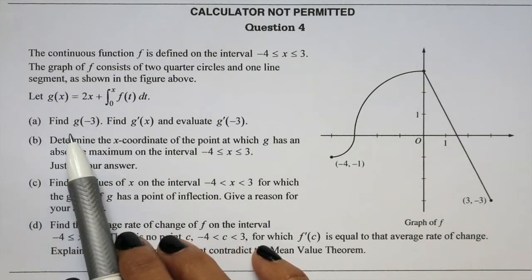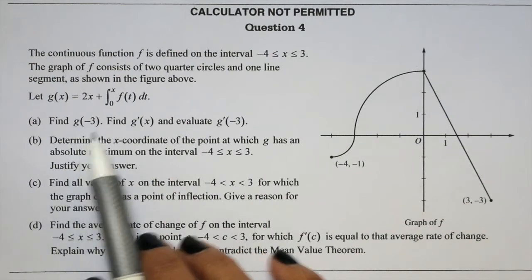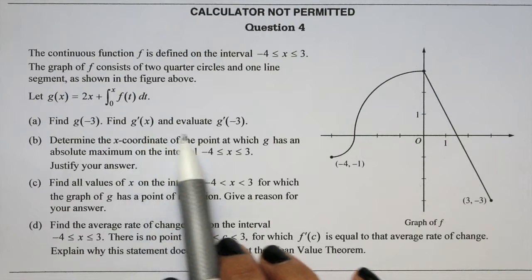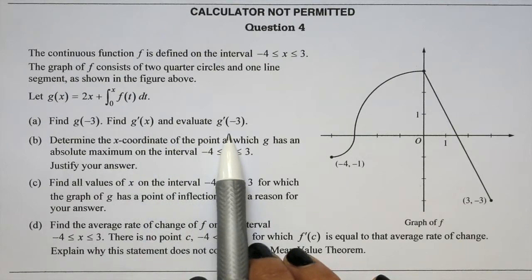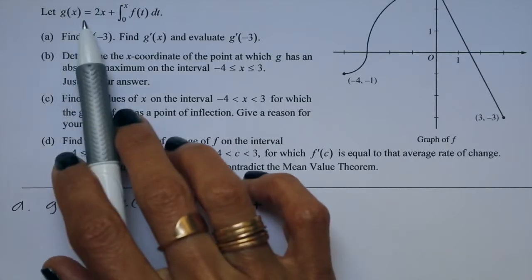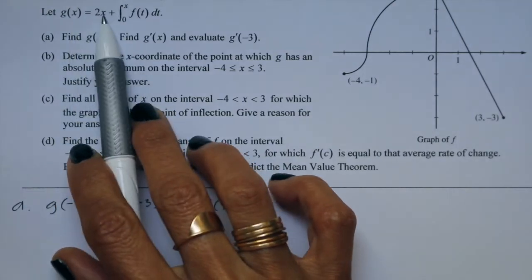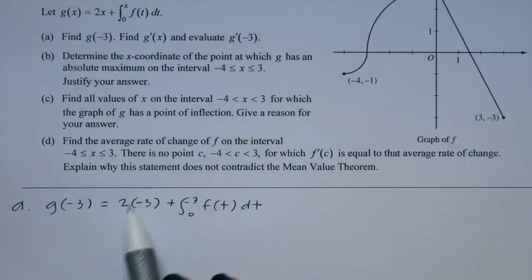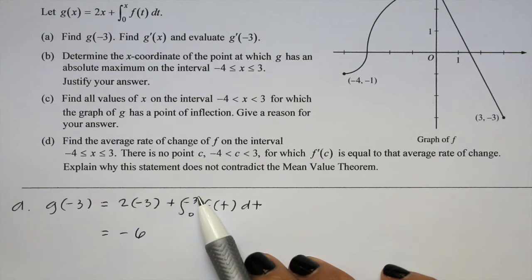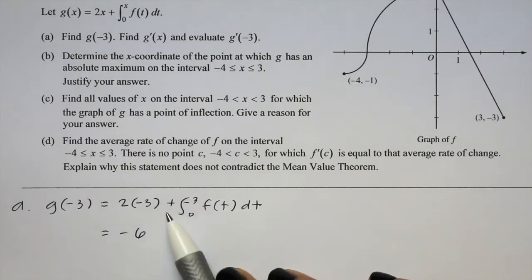Part A says first to find g of -3. Then we need to find g prime of x and evaluate g prime of -3. To find g of -3, we plug in -3 for x right here and then up here. So I have that written out. If you'll notice, these are out of order, so we're going to flip them and bring out a negative.